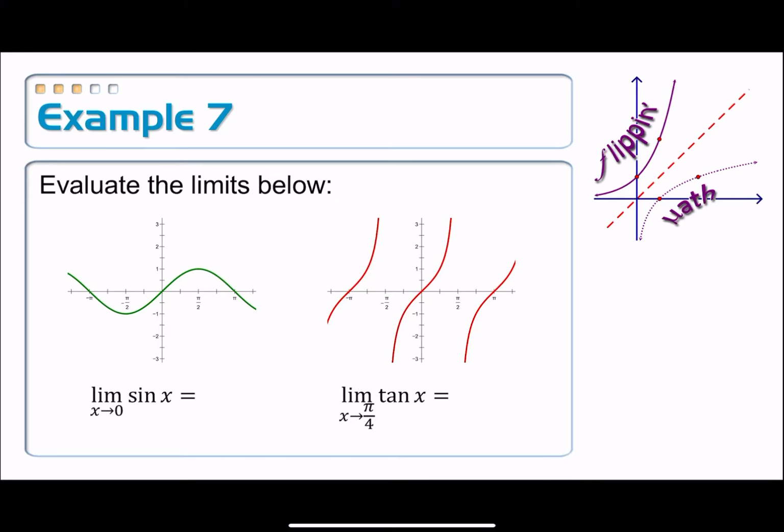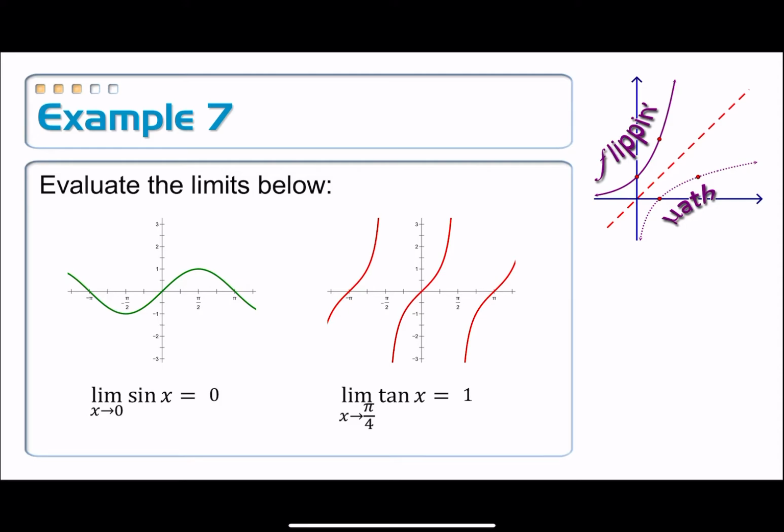It asks us to evaluate each of these limits, and we have sine x and we have tangent x, and we have graphs to go along with it. So on the left-hand side, we want to evaluate the limit as x approaches 0, and it looks like sine x is approaching 0 from both sides, so it's equal to 0. Fantastic. All right, so the limit as x approaches pi over 4 for tangent. So pi over 4 would be this little tick mark here, and I follow it up on the graph, and on the other side it looks like it's approaching 1. So again, we got direct substitution, which is perfectly okay.